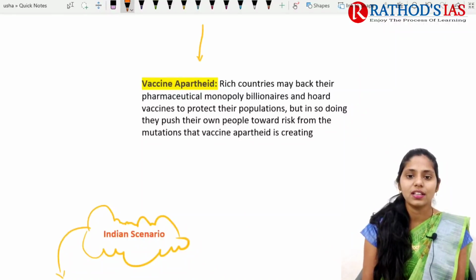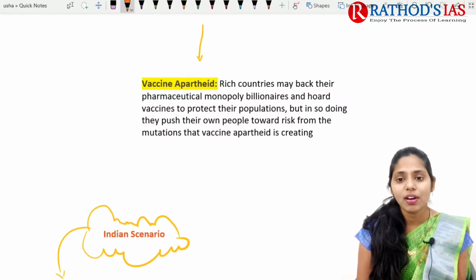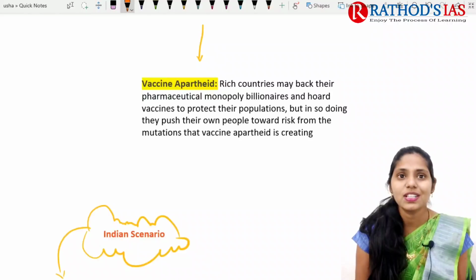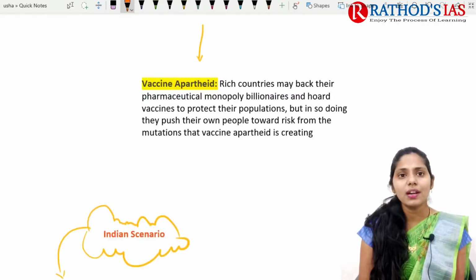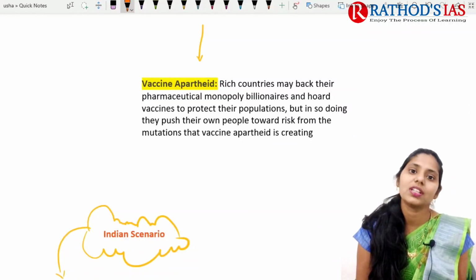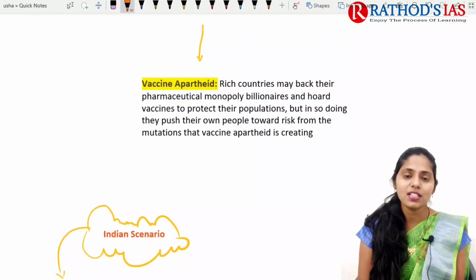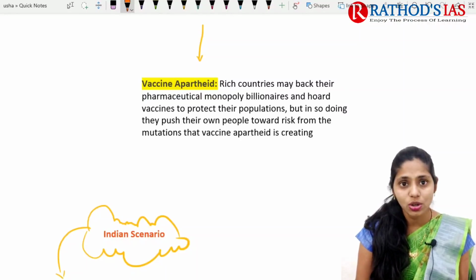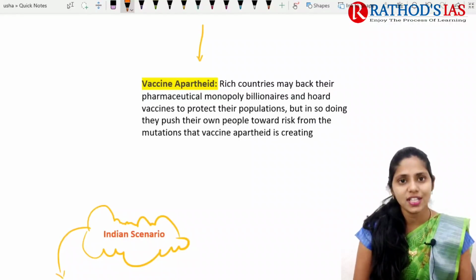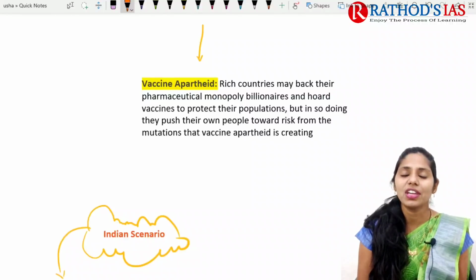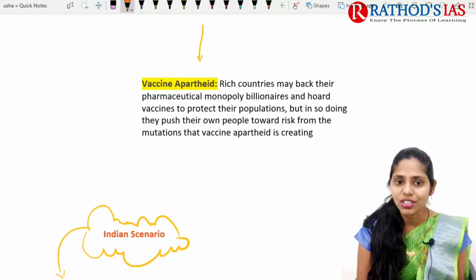And the next one is vaccine apartheid. Even in rich countries, there is a pharmaceutical monopoly seen in the business of vaccines, etc. Many developed countries are focusing on protecting their citizens. And some least developed or developing countries do not have proper technology for manufacturing vaccines, and they need to depend upon developed countries and import them. But what happened is that these rich countries are focusing on saving their citizens, and they are even going for booster doses. But if you see some least developed countries, they do not have even the first dose of the vaccine, for example, African countries.